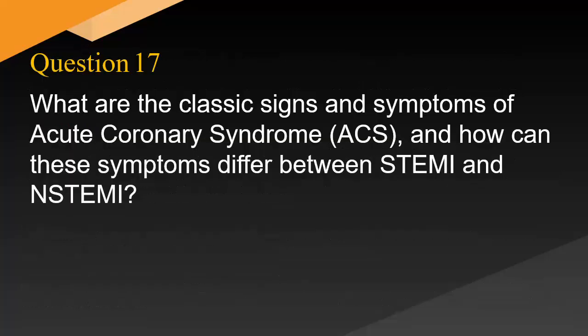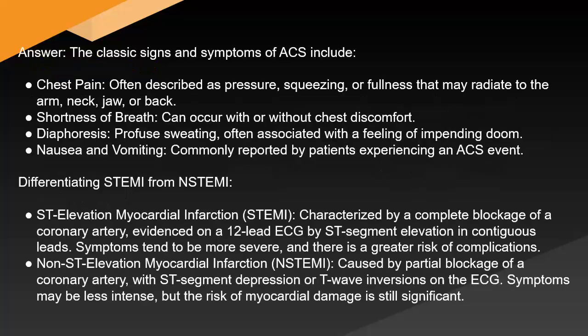What are the classic signs and symptoms of acute coronary syndrome (ACS), and how can these symptoms differ between STEMI and NSTEMI? Answer: the classic signs and symptoms of ACS include chest pain, often described as pressure, squeezing, or fullness that may radiate to the arm, neck, jaw, or back. Shortness of breath can occur with or without chest discomfort. Diaphoresis, profuse sweating, often associated with a feeling of impending doom. Nausea and vomiting, commonly reported by patients experiencing an ACS event.